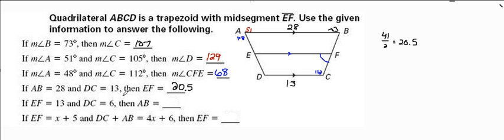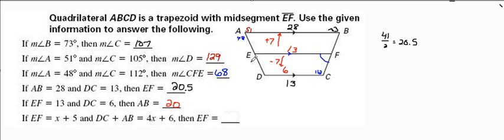Now for the next one, let's change the paradigm again. EF is 13 this time. And they say DC is 6. Given that, we've got to find AB, this top one. Think about how we go from 13 to 6. Isn't it true we go down 7? So if it's an average, finding this other distance, we need to add 7. 13 plus 7 gives us 20.